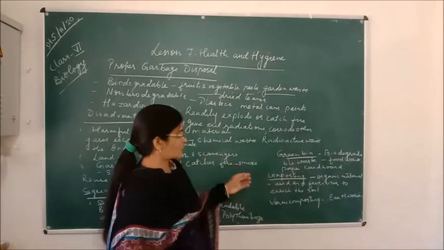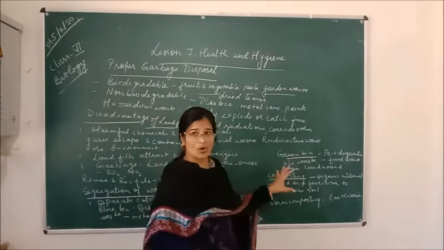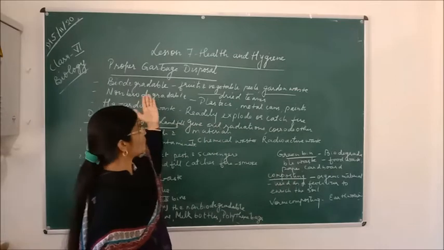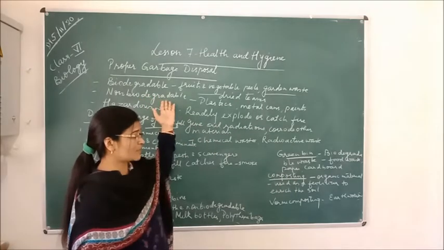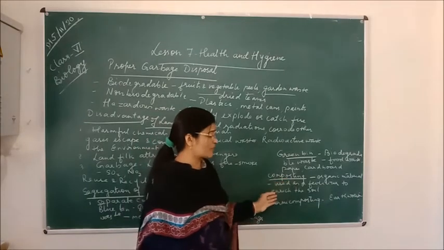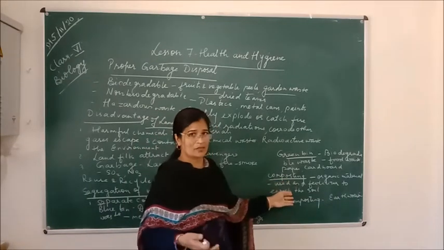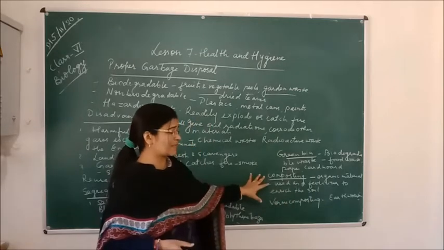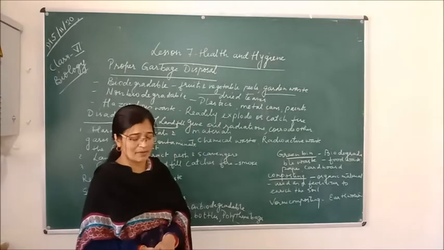So what is actually compost? Compost is the organic material which is obtained by the decomposition of biodegradable waste, and it is used as a fertilizer to enrich the soil, to add nutrients to the soil. And this composting method is a very simple method.